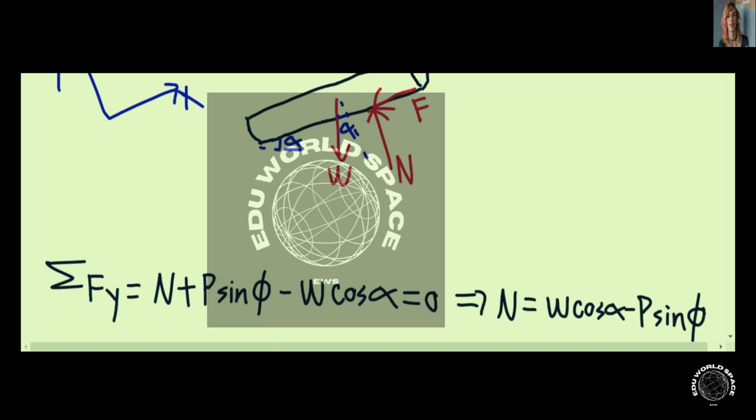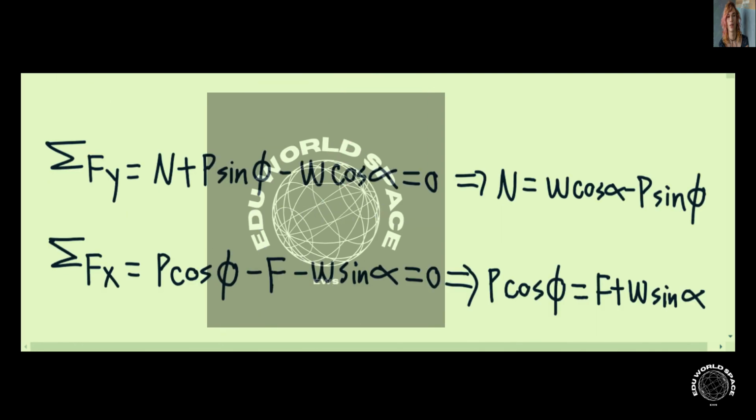So the net force along the y direction is equal to N plus P sine phi minus W cosine alpha, which is equal to 0. So I have normal force N is equal to W cosine alpha minus P sine phi. Then the net force along the x direction is equal to P cosine phi minus F minus W sine alpha, which is equal to 0. Therefore, P cosine phi is equal to F plus W sine alpha.